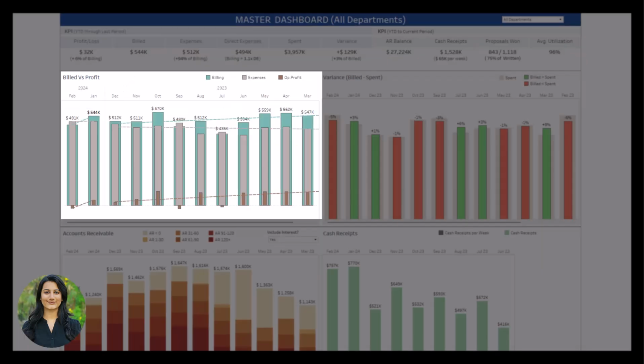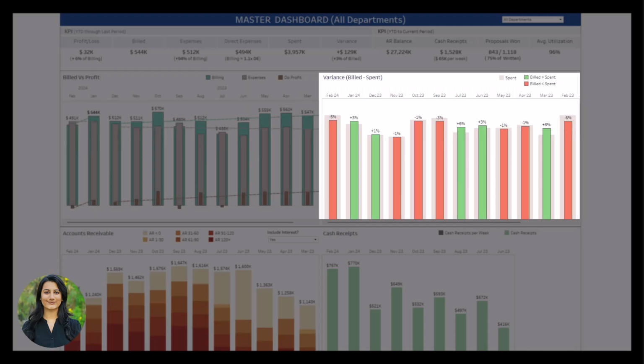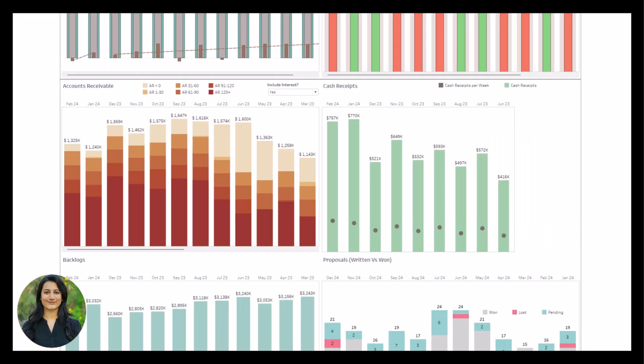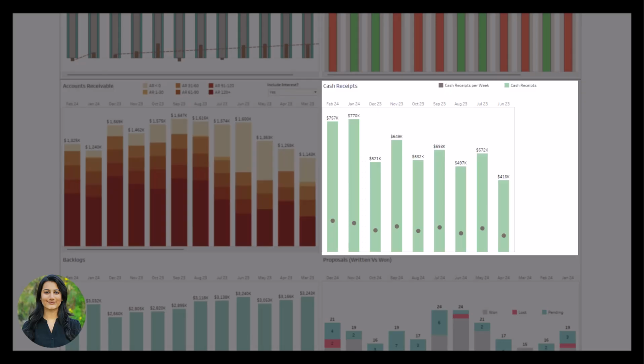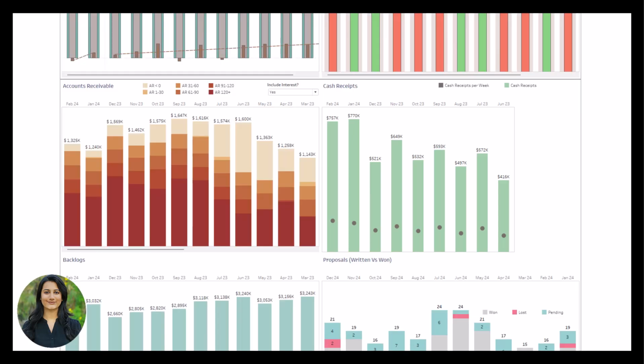Starting at the top left, we have revenue versus profit, giving us a quick snapshot of how much the company is earning compared to the actual profit retained. Next to that is variance, which highlights the difference between what has been billed and what has been spent. Moving down, we have the accounts receivable section, which shows the outstanding payments categorized by how overdue they are. Beside that is the cash receipts chart, tracking the actual inflow of cash over time.